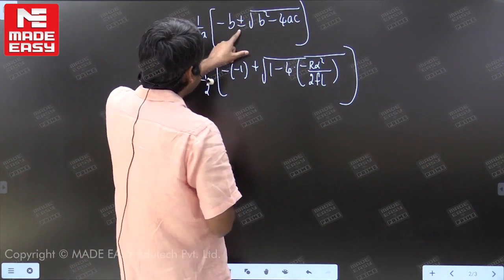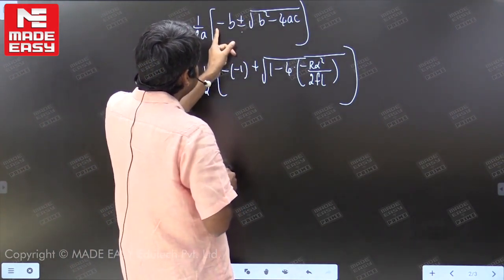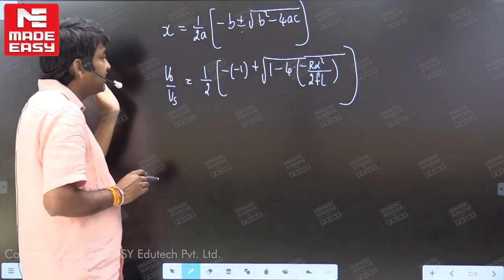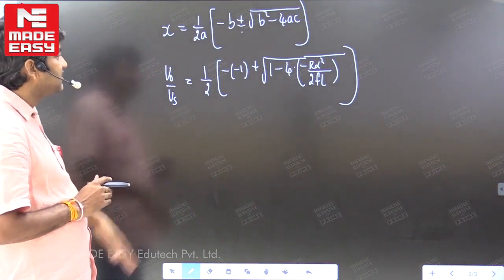So here I said plus or minus, but only plus we have to take. If I take minus, then x will be negative. That means the voltage will be negative, so that is wrong. That is why only this root is applicable. The second root is not applicable.